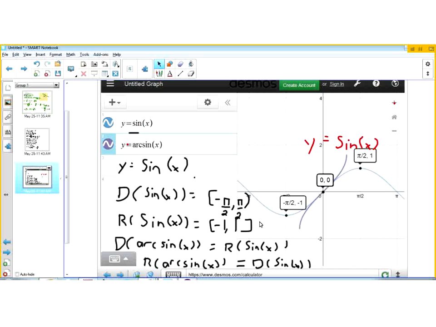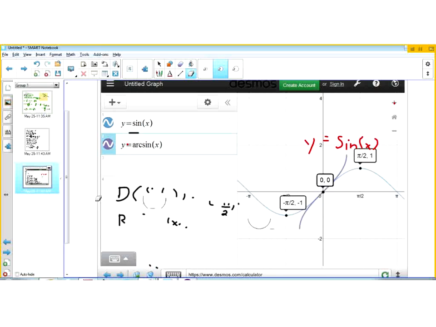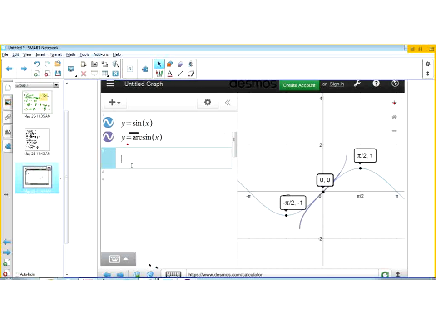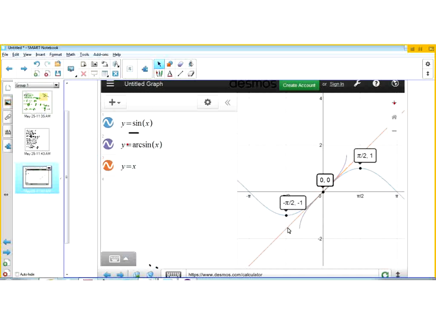So the endpoint right here would be pi over 2. There's a glitch with the computer. Anyway, you know that a function and its inverse are symmetric with respect to the line y equals x, just as an algebra review. So let me go ahead and put in y equals x, shown in orange, and you can see that the purple and blue curves are symmetric with respect to the line y equals x. All right, so this is what we mean when we take the derivative of the inverse of a trigonometric function.